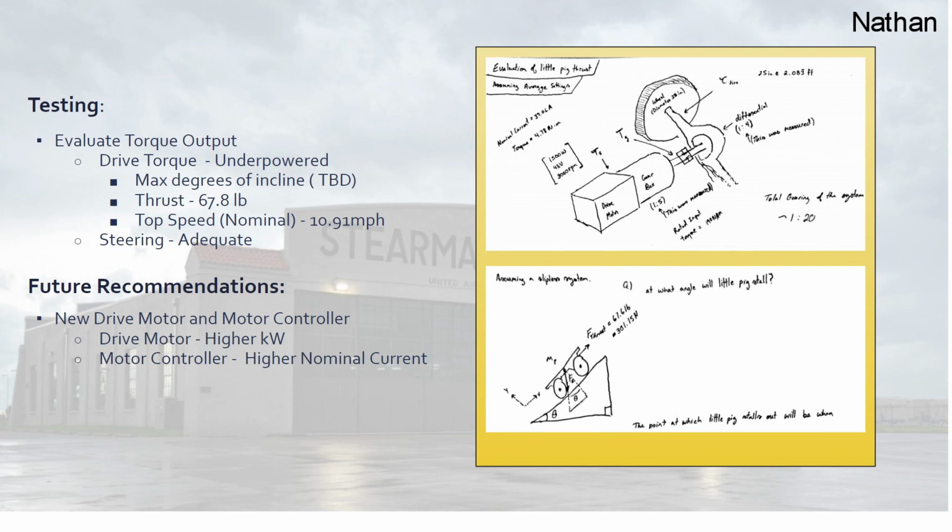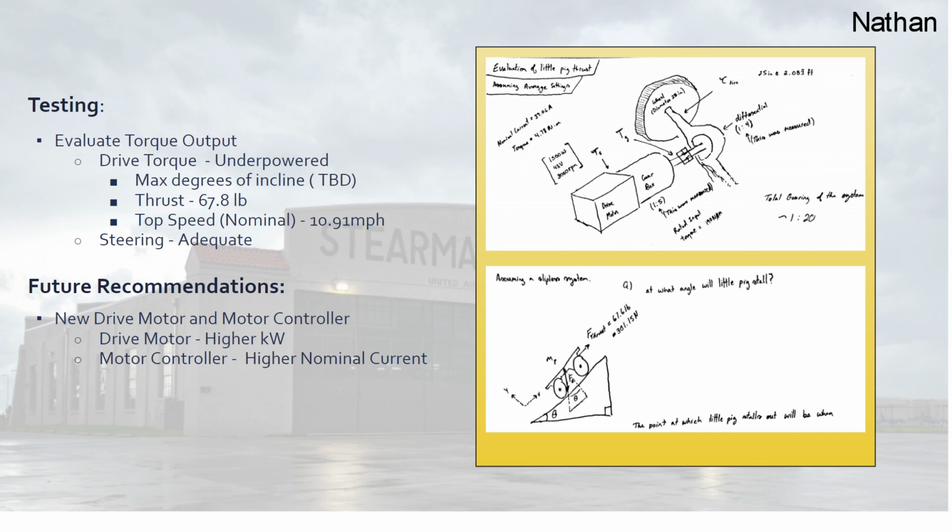For future recommendations, we do recommend a new drive motor and motor controller. The drive motor needs a higher kilowatt value. The current motor is only 1.5 kilowatts. We need a 30 kilowatt motor to have enough torque to resemble what an ATV could actually do. For the motor controller, we need a higher nominal current. The current motor controller has a 70 amp nominal current. We need more around 400, and that's to power the stronger motor that we want.